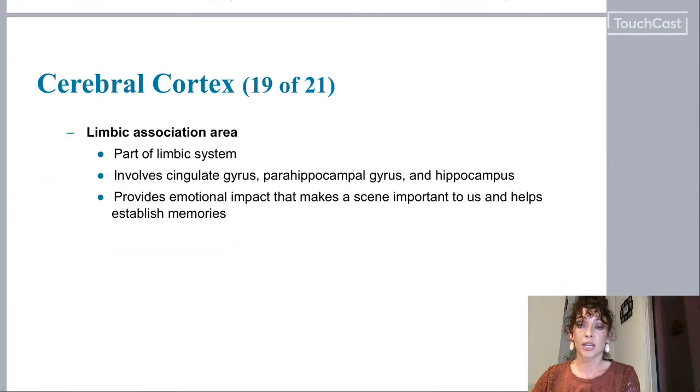So our limbic association area is part of the limbic system. It provides emotional impact that makes a scene important to us and helps us establish those memories. So I'm sure you can all think of something that has happened that has deeply affected you emotionally, whether it's something good, winning a state championship or being voted MVP, or a death, something that's negatively associated with those feelings, or a song that's associated with an emotion that helps us set a scene and kind of keep and establish those memories.